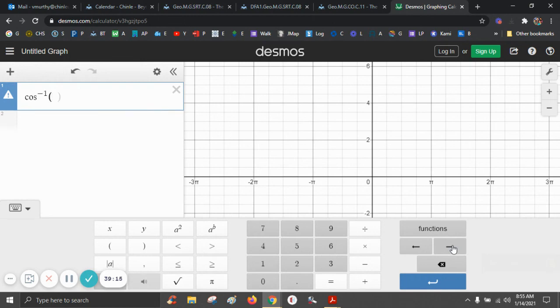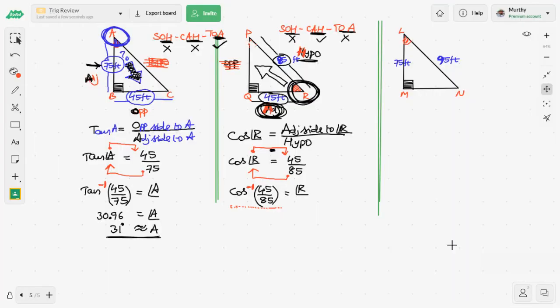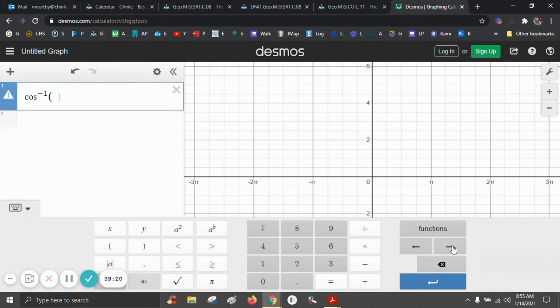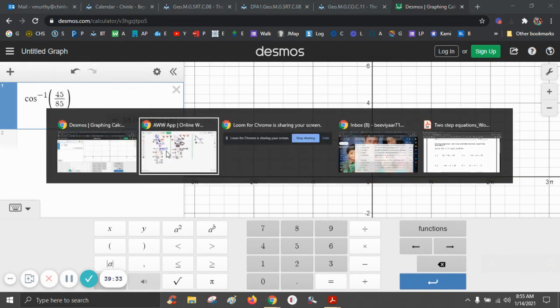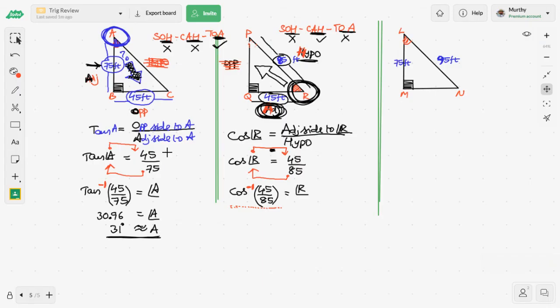Use parentheses. My bad, I forgot the fraction, 45 over 85. Okay, so it is 45 over 85, then close the parenthesis. You see that, 58.03. So let me write the same value, 58.03. That's the value of the angle.